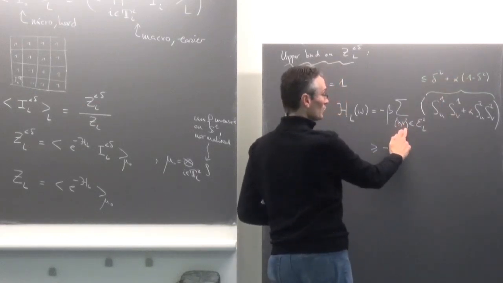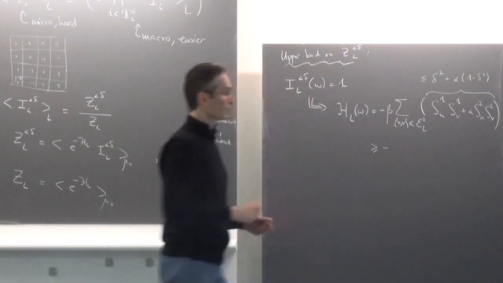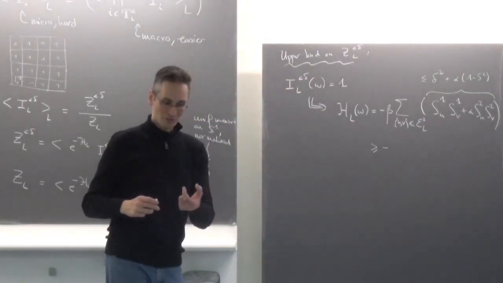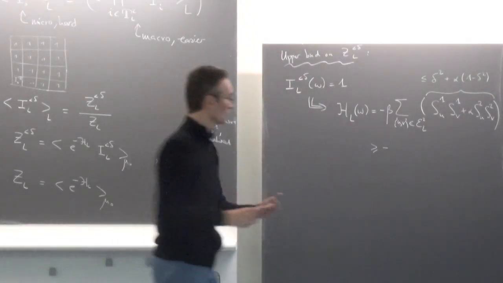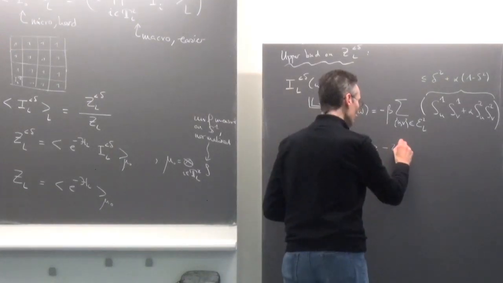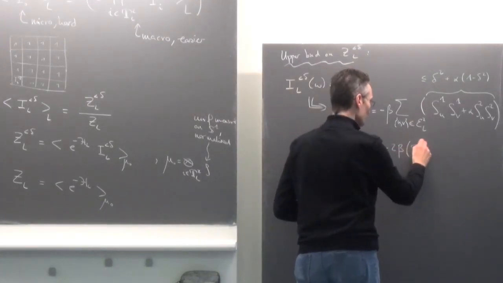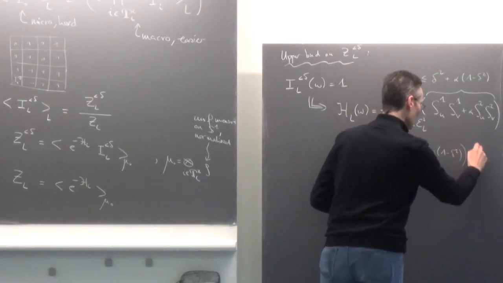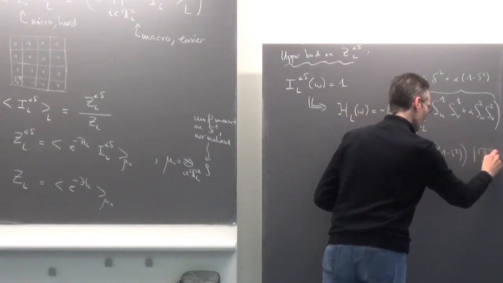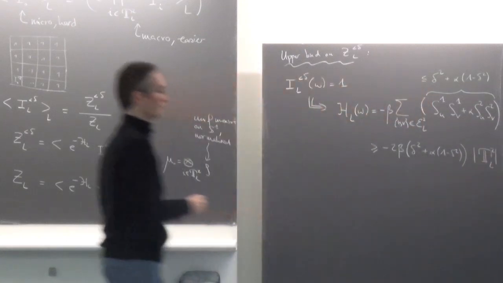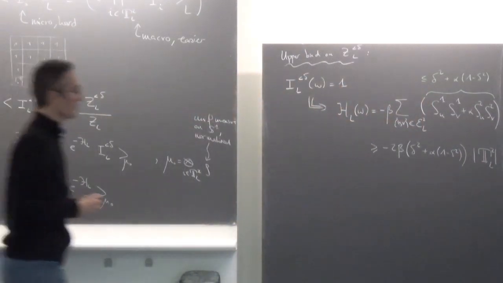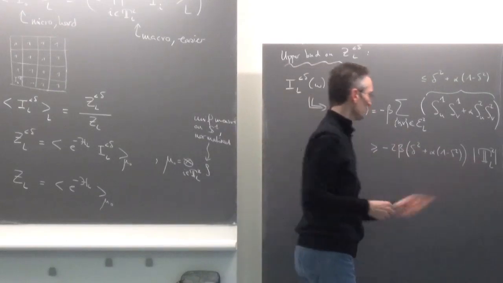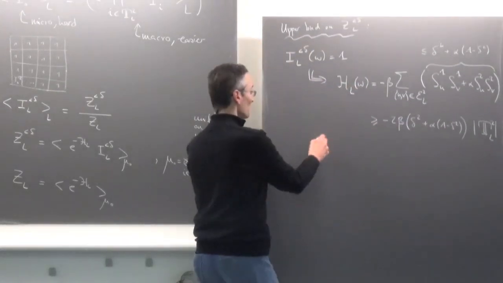on U and V. So how many edges do you have on the torus? The number of edges of the torus is twice the number of vertices of the torus, so you get minus 2 beta times this quantity, delta square plus alpha 1 minus delta square, times the size of the torus. Okay. I'm just using that. The number of edges there is twice the number of vertices. That's all.